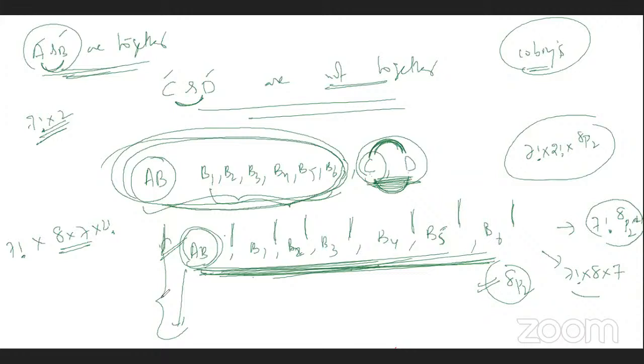Very good. For each case, we are having 8P2. So we are having 7 factorial into 2 such cases. So the total number of required ways is 7 factorial into 2 into 8P2. So that is one way. Like this we can do it.